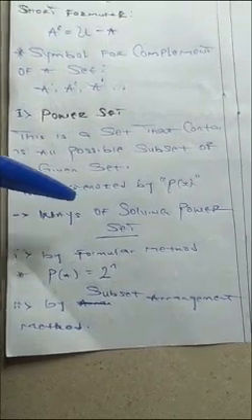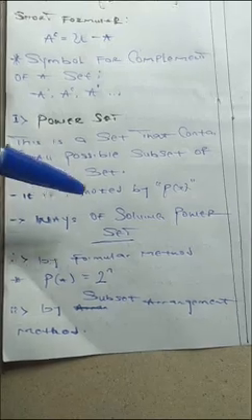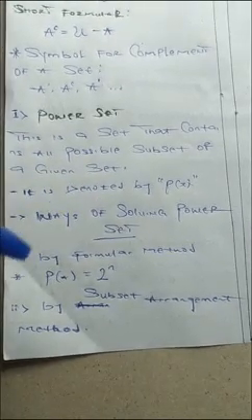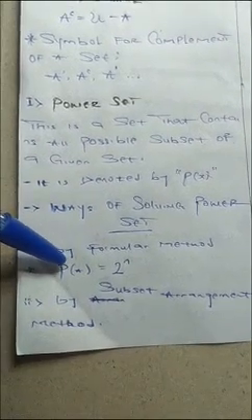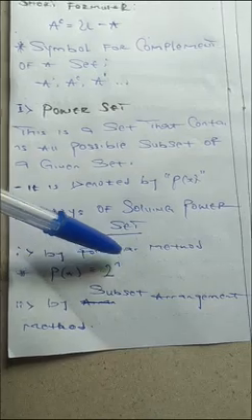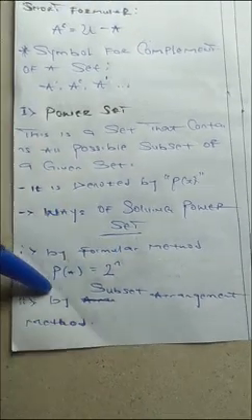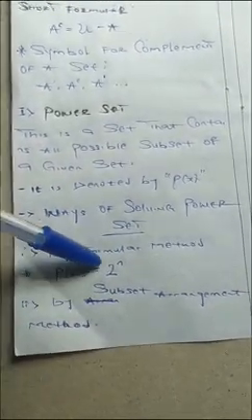Two ways of solving power sets, or getting our power set. Number one is by formula method. Now the formula method is: P(A) is equal to 2 raised to power n. That's the power set of A is equal to 2 raised to power n.